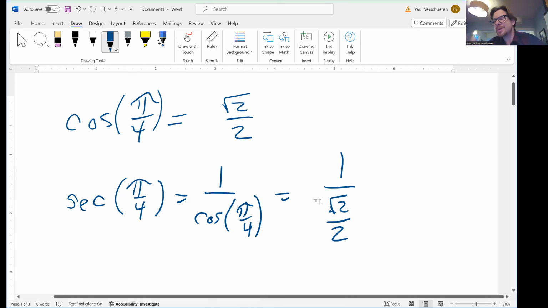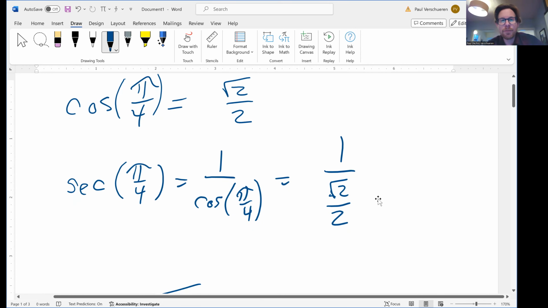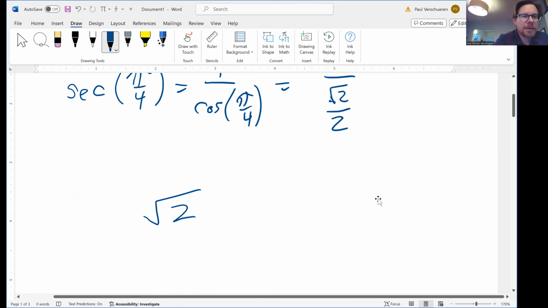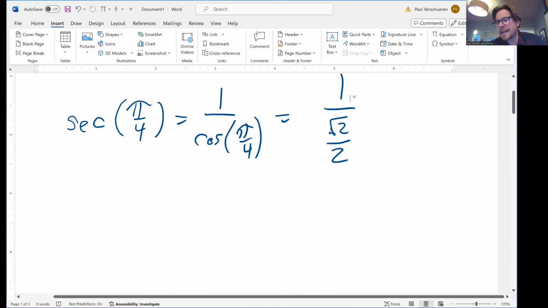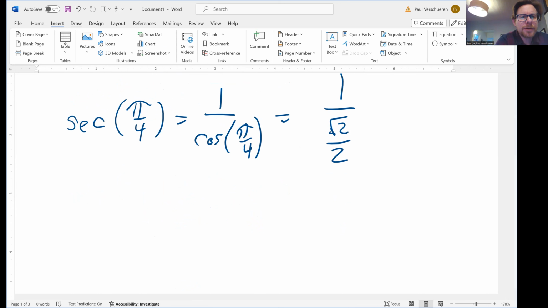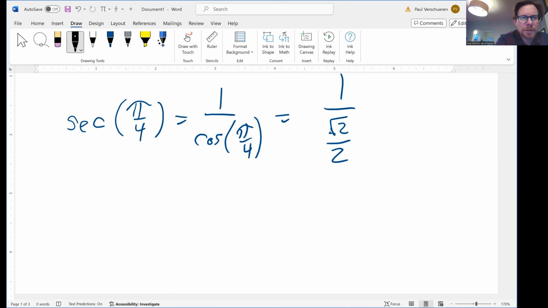So if this was a question on WAMAP and it says, what's the secant of pi over 4? And your answer was 1 divided by square root of 2 over 2, and you type that into WAMAP, it would accept it as the correct answer. But if you got it wrong and displayed the answer, this would not show as the answer because this is not a simplified fraction.